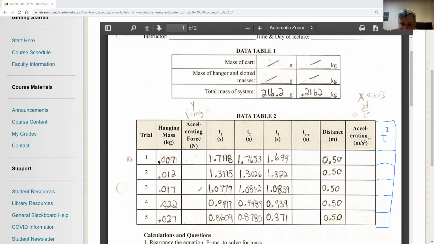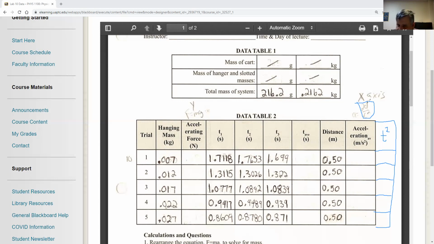So you'll have this column filled out, you'll have this column filled out, and you'll have this column filled out. And then you'll be able to do this column. And what this column is, if you notice, it gives you the formula for it: 2d over t squared. That's why I've asked you to make this column right here, so that you have a place to write the t squares and keep up with the numbers.